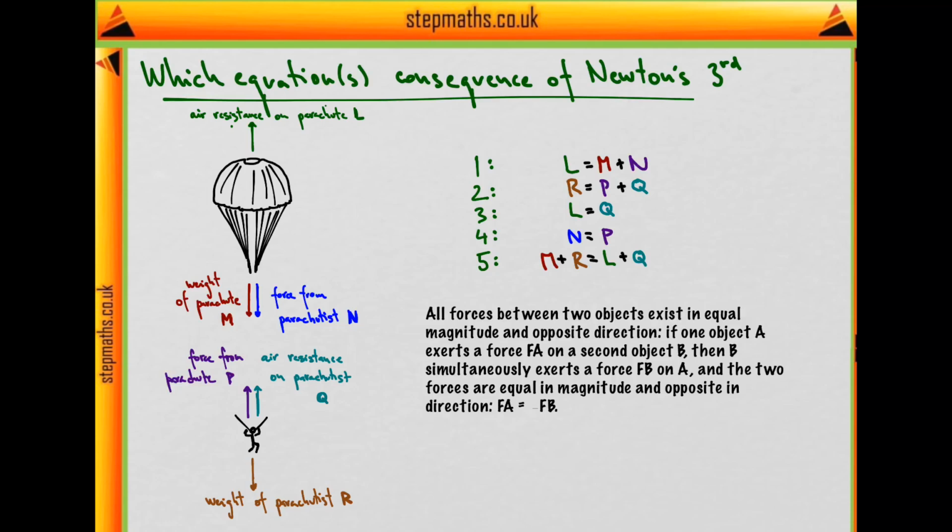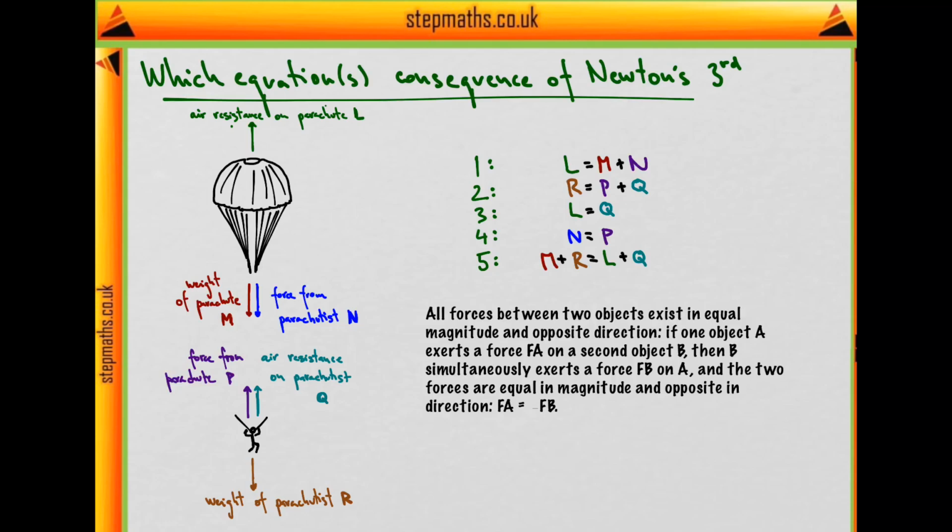So here's the statement of Newton's third law telling us that between every two objects there are forces of equal magnitude and opposite direction. Here's the key thing. If one object A exerts force Fa on a second object B, then B simultaneously exerts the force Fb on A. So we are looking for forces where one acts on one object from the other one, and the second force is the exact opposite.